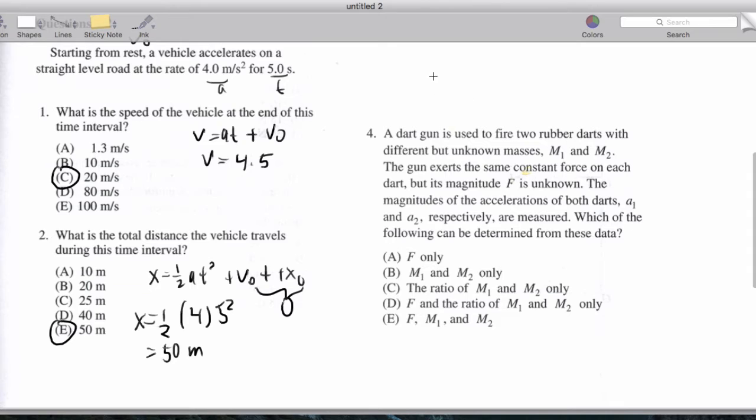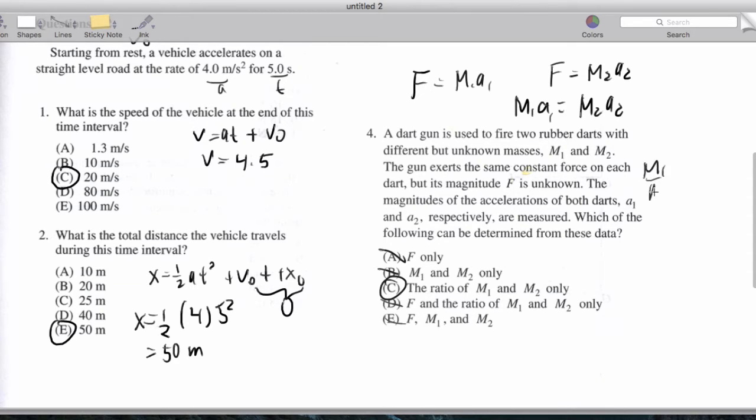What can we determine? Let's see. So we know F is m1 a1 and F is m2 a2. So the most we can do is set m1 a1 equal to m2 a2. So we can't get F. We can't get these. We can't get that, nor can we get that. We can really only get the ratio of m1 to m2 by taking the ratio of the accelerations. So we could do m1 over m2 is a2 over a1. That would be the only thing that we could get.